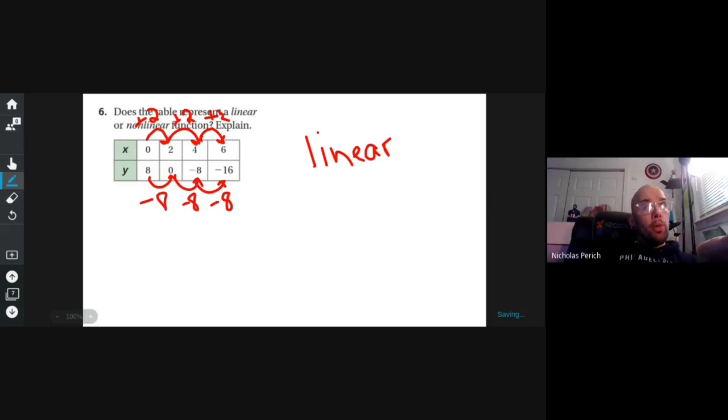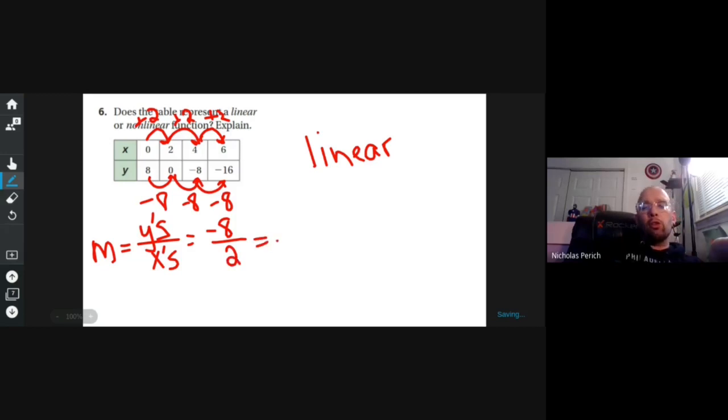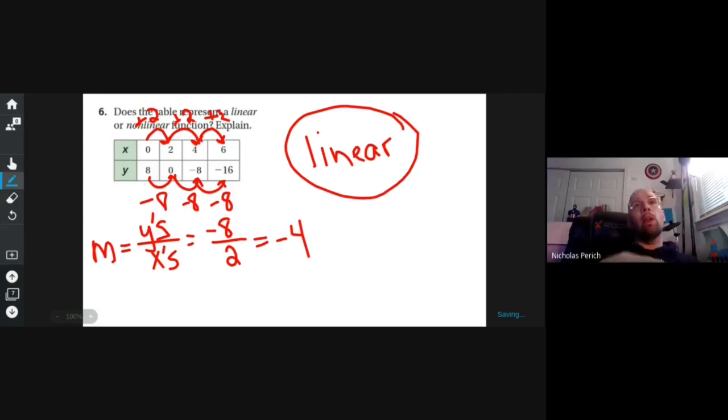If you're wondering what the slope is, it's rise over run, or the y's over the x's. Each y is -8, each x is 2, so your slope would be -4 here because it's a straight line that follows a pattern. Not that I had to do that. All I had to do was say linear, and where it says explain, my explanation would be: the x's went up by 2 and the y's went down by 8. All of them follow a pattern, therefore it's linear.